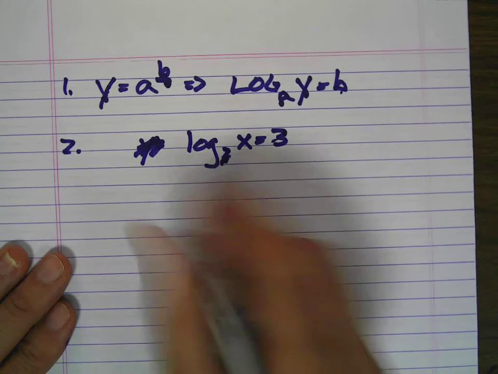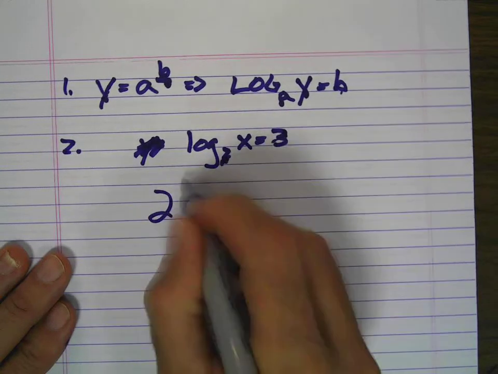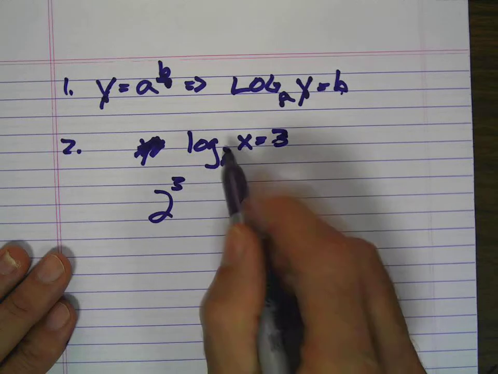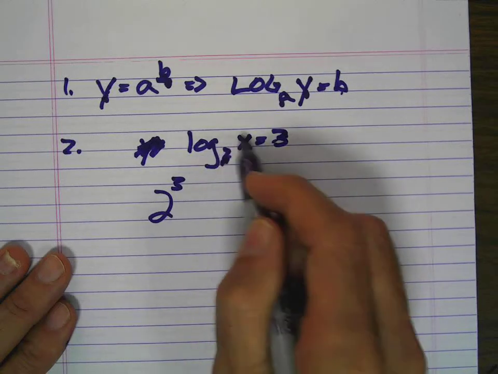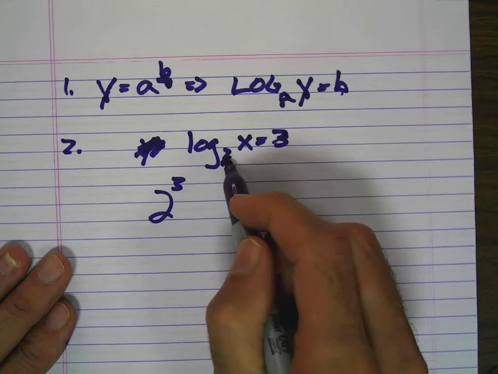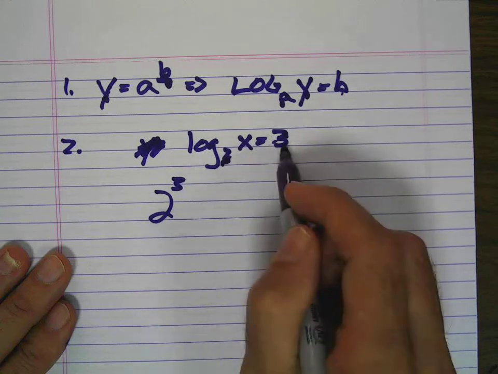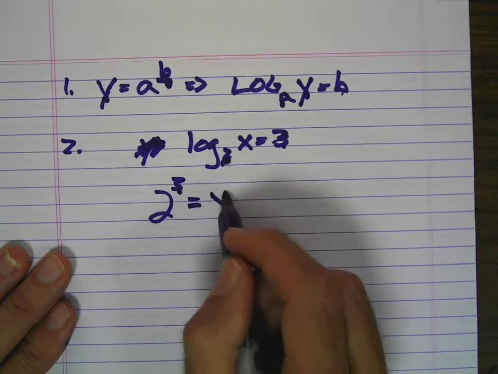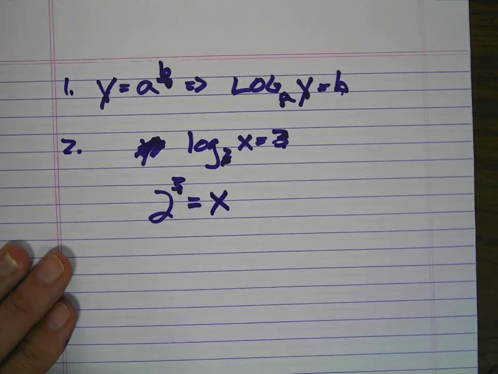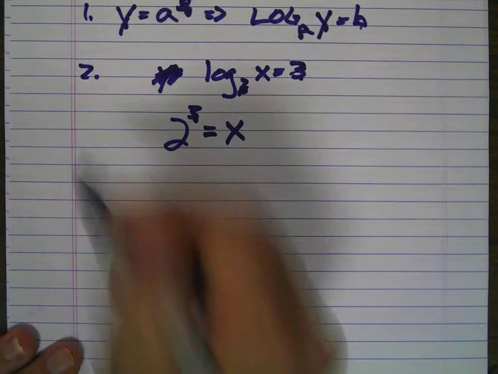I just imagine a diagonal line. 2 to the power of 3. This right here represents the exponent that turns 2 into x, and we know that that is 3. So the exponent that turns 2 into x. 2 to the power of 3 equals x.